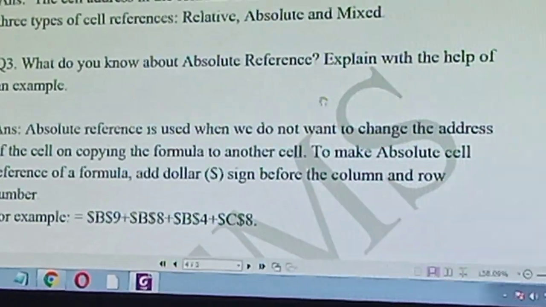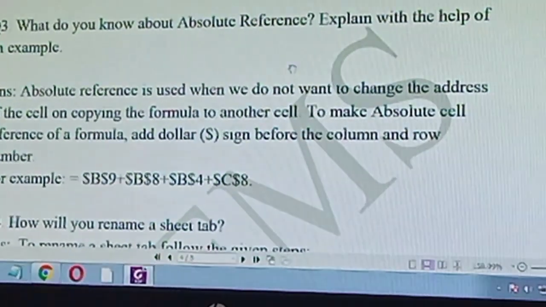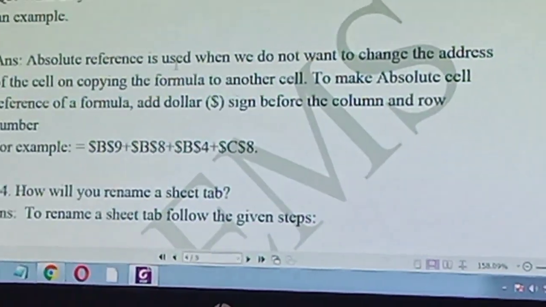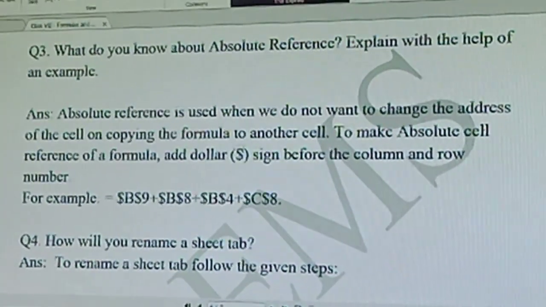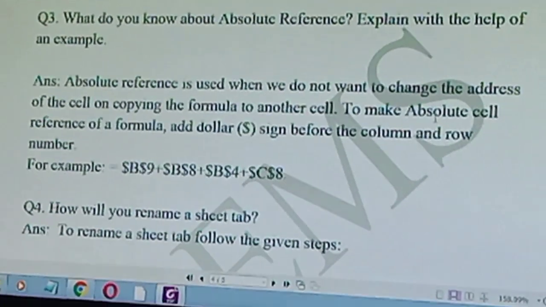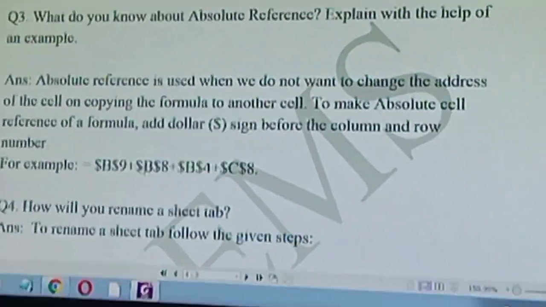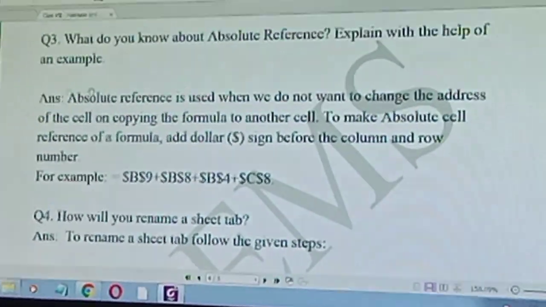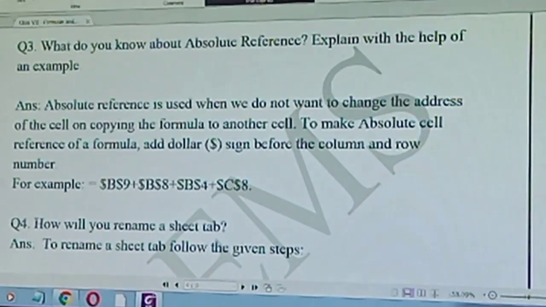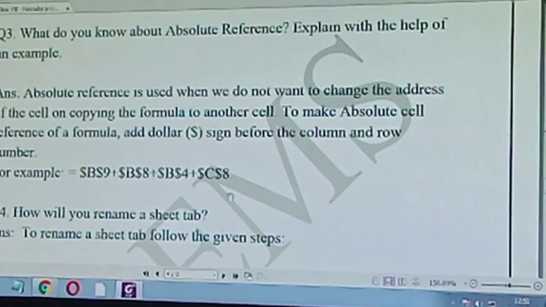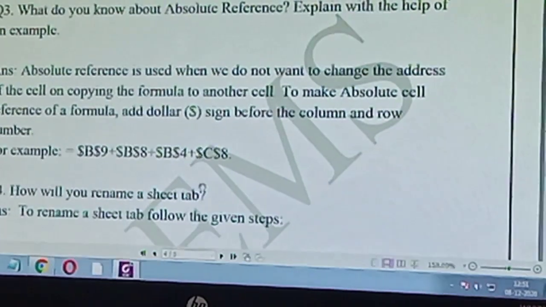What do you know about absolute reference? Explain with the help of an example. Now coming to absolute reference, it is used when we do not want to change the address of the cell on copying the formula to another cell. To make an absolute cell reference of a formula, add a $ sign before the column and row number. For example, I have already told here earlier, $B$9+$B$8+$B$4+$C$8. That means the column and the row number consist of a $ sign.